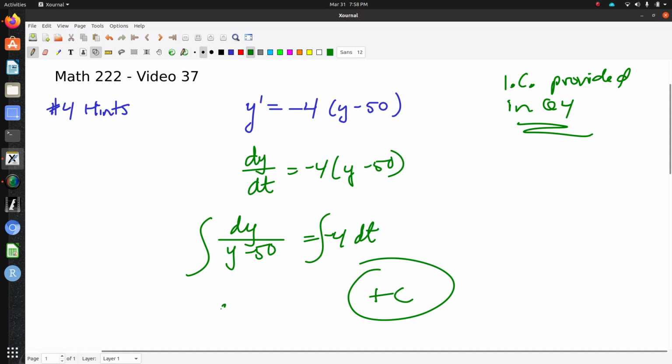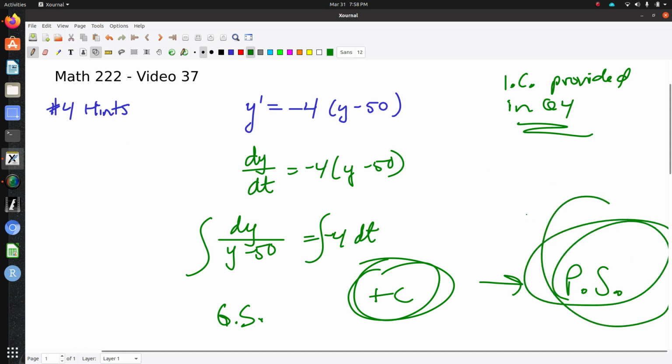So you're going to have your general solution, you're going to find C, and that's going to give you your particular solution. And then, only then, can you answer the question as stated on the worksheet, because you have to answer it based on the particular solution. The general solution will not help you. You have to get all the way to the particular solution to answer the question.